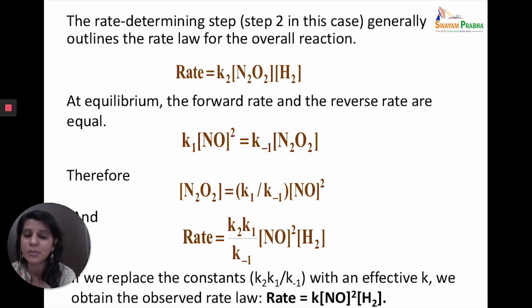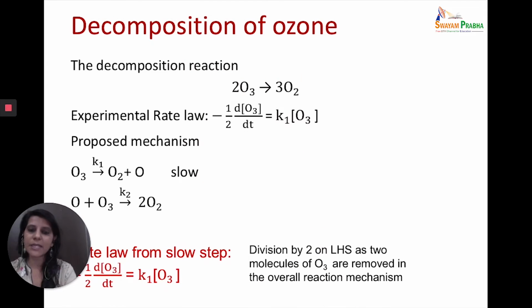So I am able to use the steady state approximation where I did have a slow step, but the slow step involved an intermediate, to propose the rate law from the mechanism. Similarly, let's look at another example.